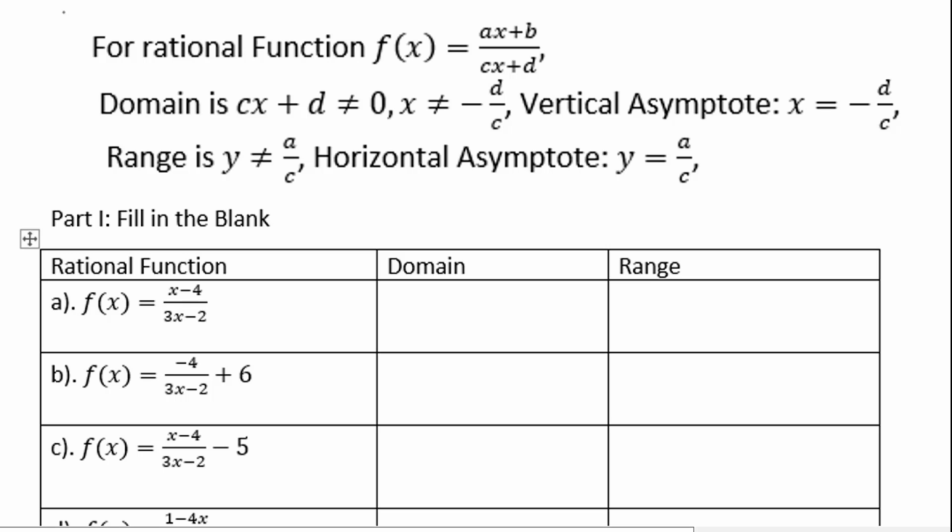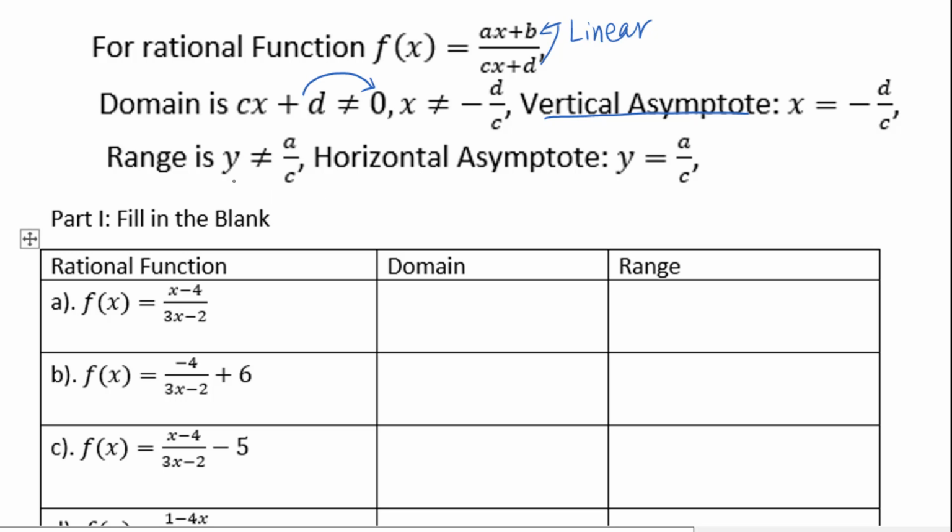Today's lesson is about rational functions. For a rational function, f of x equals ax plus b over cx plus d, both are linear functions. So we will work on rational functions with linear over linear. For the domain, we will set up cx plus d not equal to 0. Solve, you will get x not equal to negative d over c. The vertical asymptote line will be x equals negative d over c.